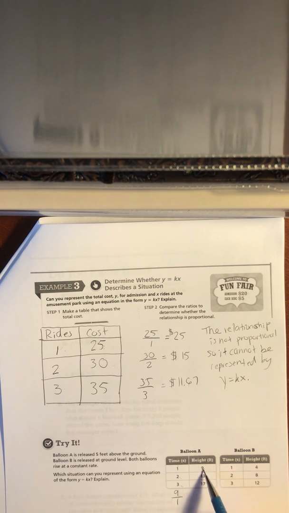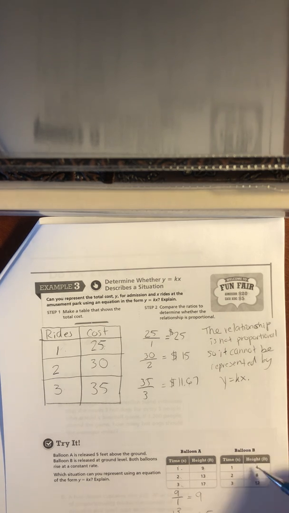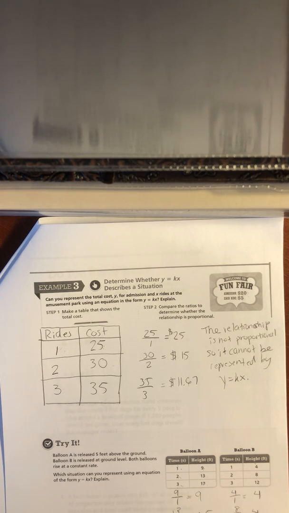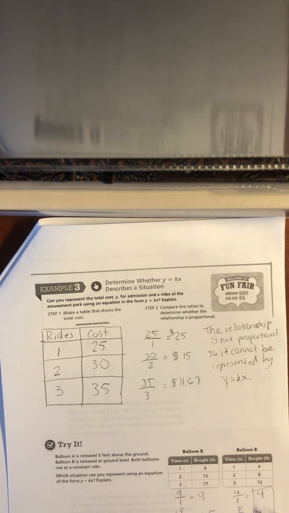So 9 divided by 1 is 9. 13 divided by 2 is 6.5. And 17 divided by 3 is 5.7. So that doesn't work. They're not the same numbers. So let's try this one. Hopefully this one works. 4 divided by 1 equals 4. 8 divided by 2 equals 4. 12 divided by 3 equals 4. Oh, great. Okay, so we have the same ratio here.